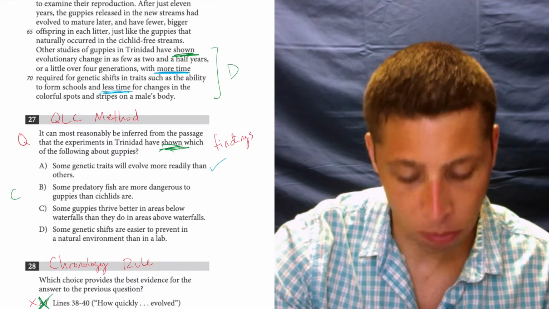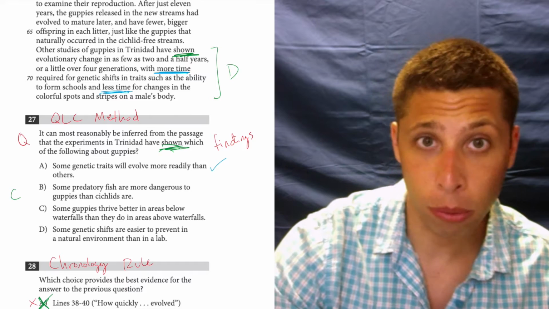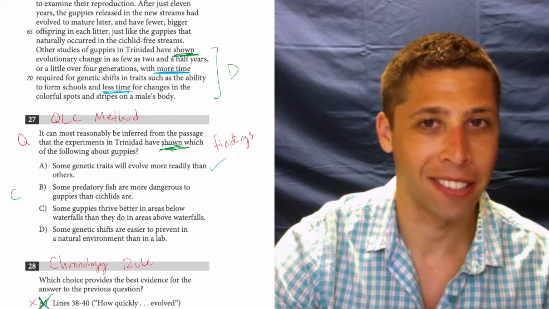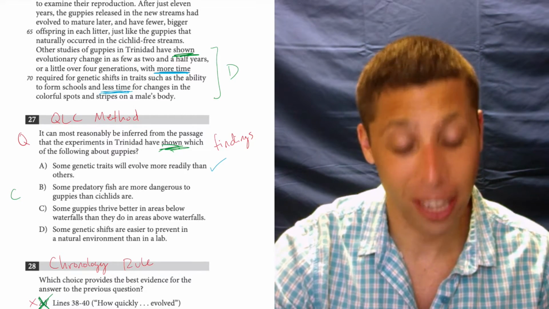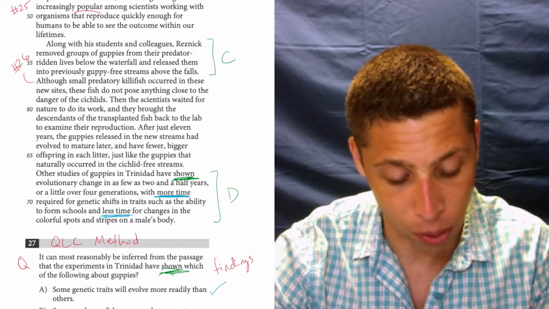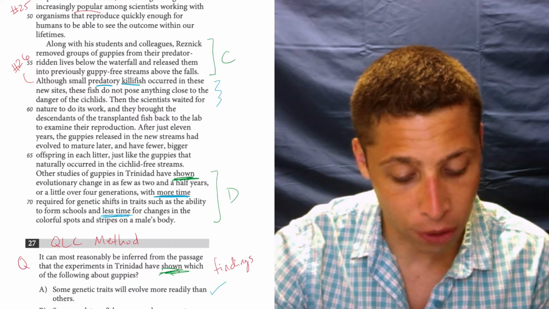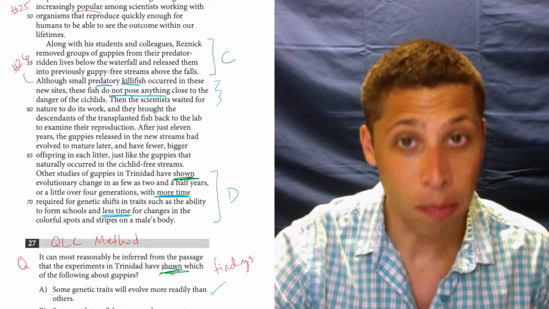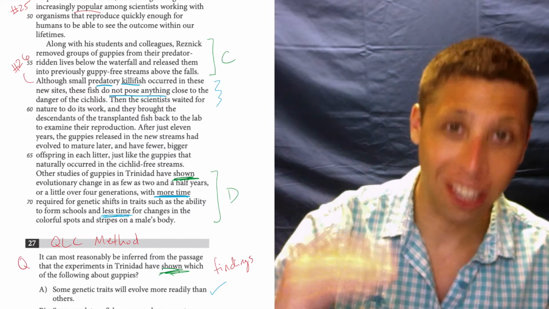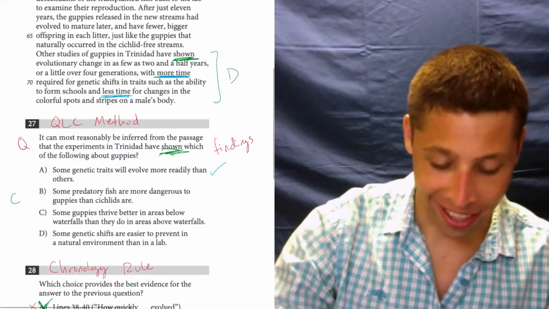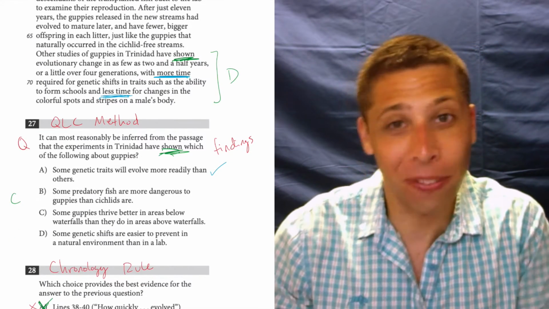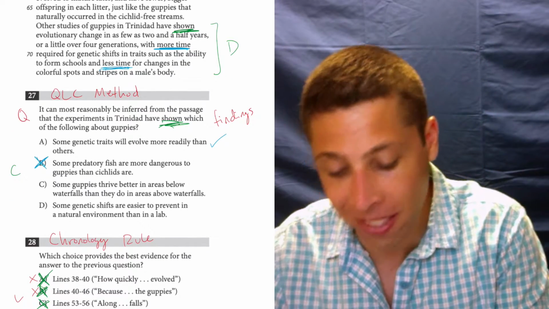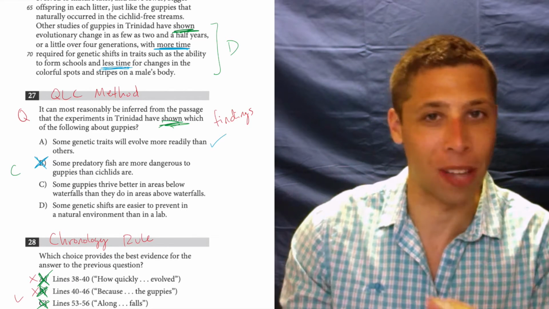B, some predatory fish are more dangerous to guppies than cichlids are. That is true. That is 100% true. They say that earlier on, but they didn't say that in those lines. And they didn't, in fact, actually say that in any of the lines that we read. The lines where it says, we may have read for a different question, that's right here, right? The killifish are predatory, but they do not pose anything close to the danger of the cichlid. So this is very important for evidence pairs, is we need to make sure the lines actually say the answer. This is true, but it has no reference backing it up, so there's no evidence that it's right according to question 28. So for our purposes, it's as if it's wrong. It doesn't matter. It can't answer the question.